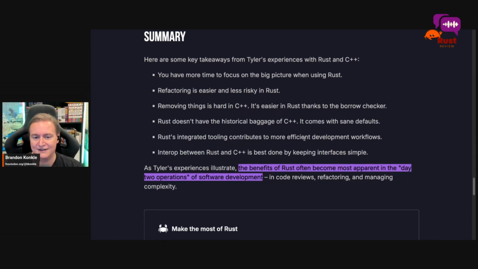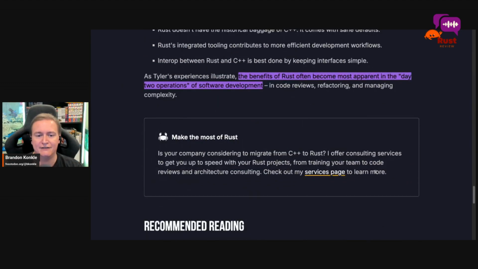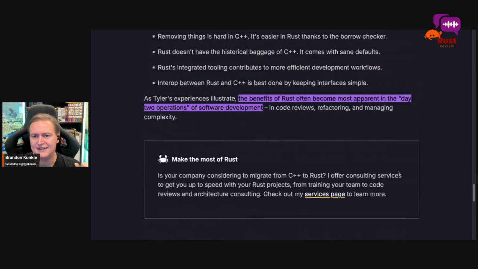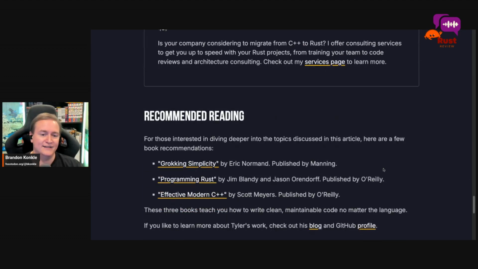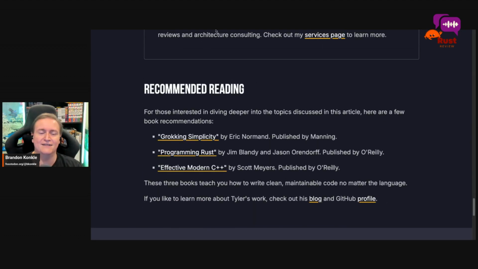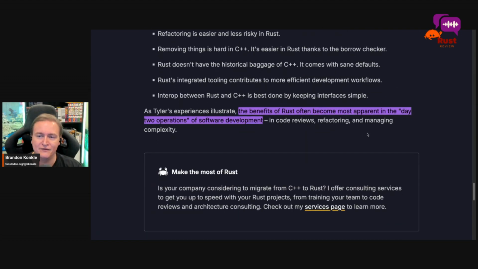Ultimately, though, he says that really the benefits of Rust become most apparent in your day-to-day work, in your code reviews, in your refactoring and managing complexity. It's something that I've seen too. It appears more complex at first, but as you get the hang of it, it really becomes useful. Like that complexity becomes a signal that you can use to understand when you're doing something that isn't quite right or that might lead to unintended consequences, and you can adapt. You can change the way that you're doing it, and that refactoring makes it easier. The ease of refactoring in Rust makes you more confident to be able to do that, to iterate and improve as you go.